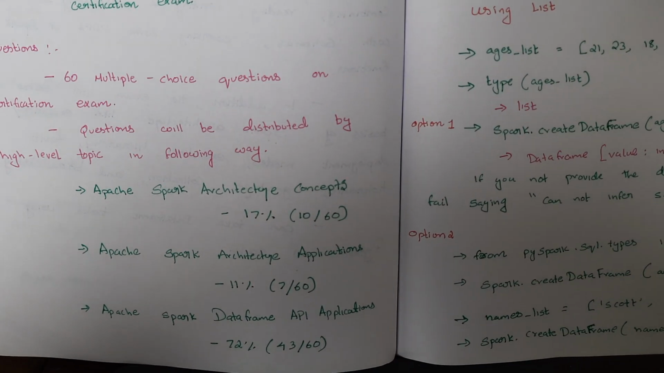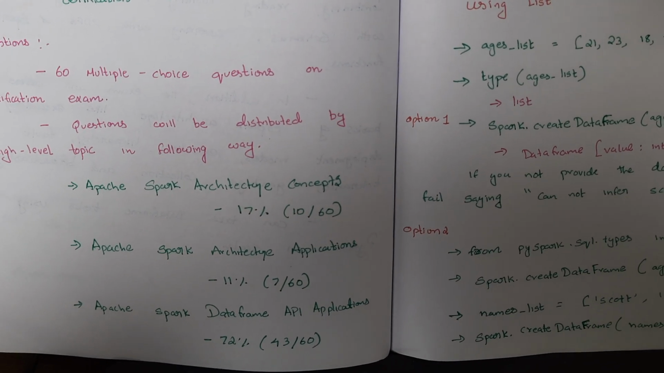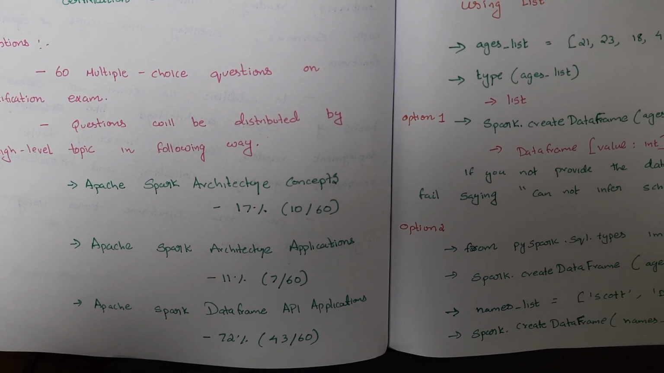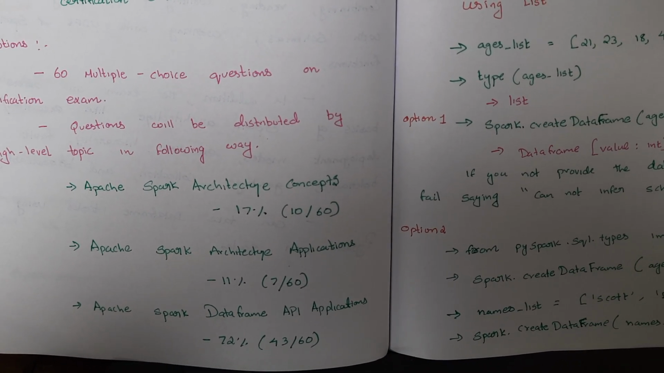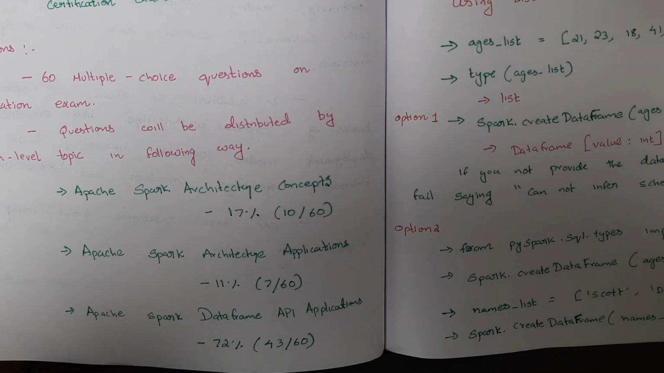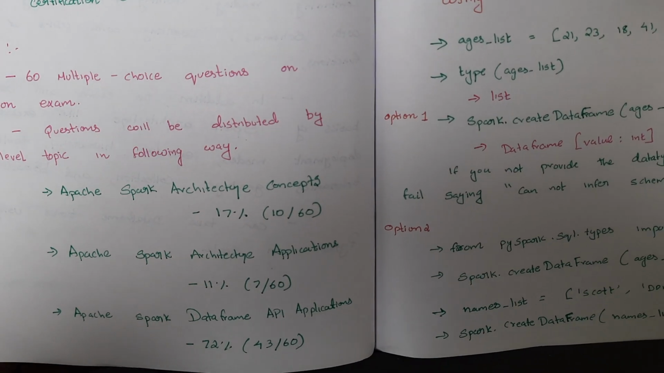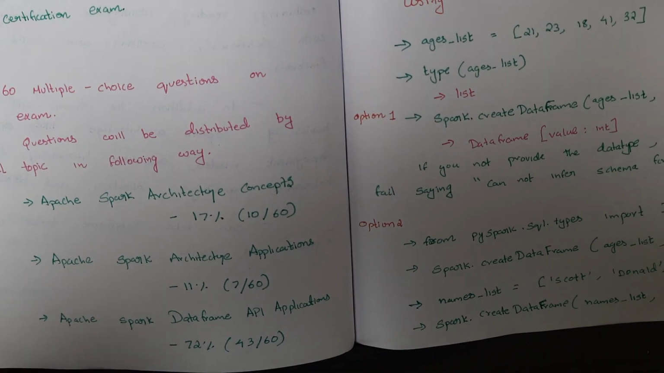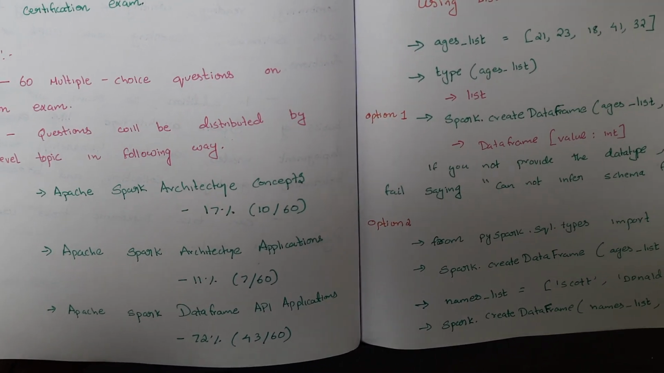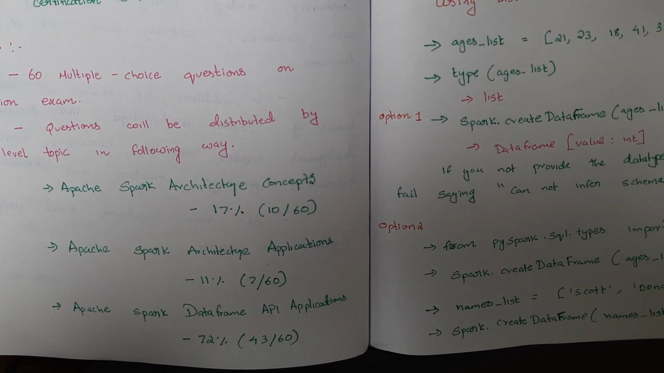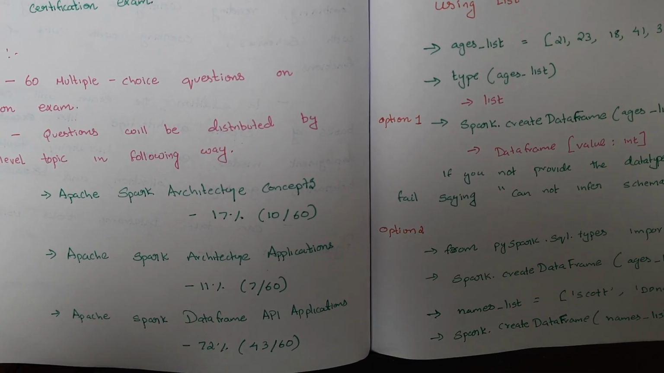There are three major topics which will be tested in this examination. One is Spark architecture concepts, which is 10 out of 60 questions, 17 percent, and Apache Spark architecture application, which is 7 out of 60, 11 percent. And the major contribution comes from the Apache Spark DataFrame API application, which is 43 out of 60 questions, 72 percent. So this one major session will cover what is enough to clear this examination.